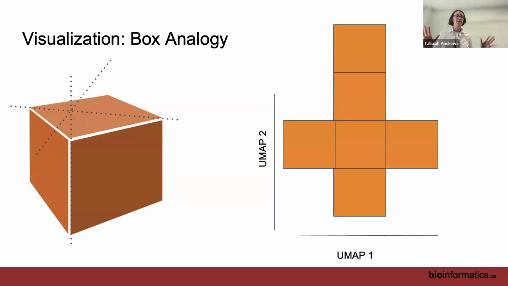So this is more or less what's happening when we do something like UMAP or t-SNE. It's going to unfold our data so that we can see all of our different cell types at once, but it means the distances between those cell types will get distorted.